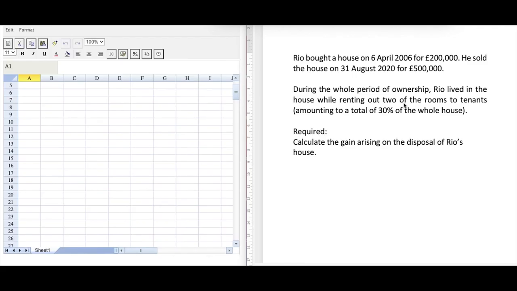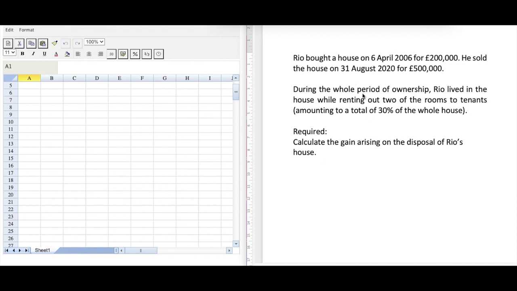So in this question I've got for you here, we are looking at an individual who bought a house on the 6th of April 2006 for £200,000, and Rio sold the house on the 31st of August 2020 for £500,000. As soon as you see that, you should be thinking, what tax is this that I'm getting tested on? It's capital gains tax. It's an individual, they have an asset that they've bought and then sold. And you can see down at the requirements here, we're asked to calculate the gain arising on the disposal of Rio's house.